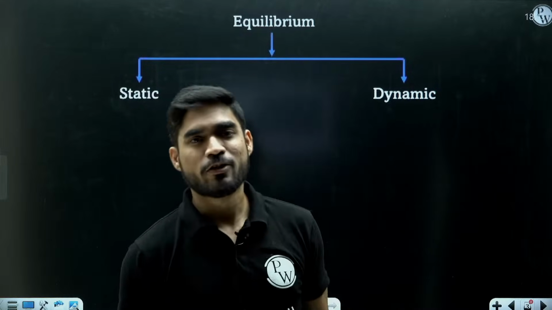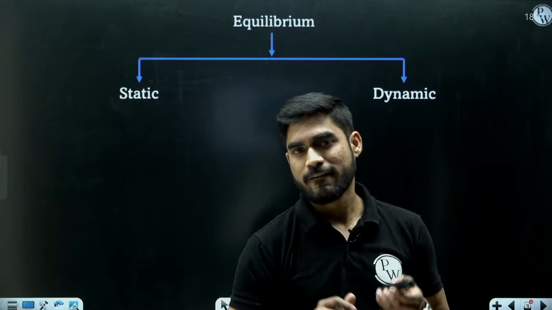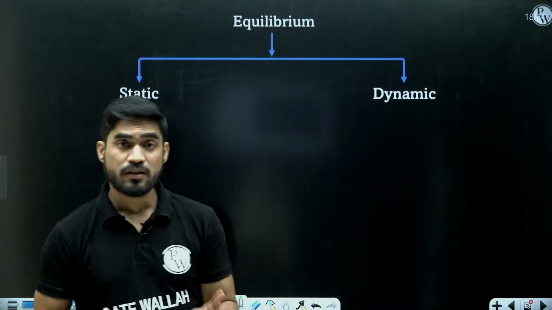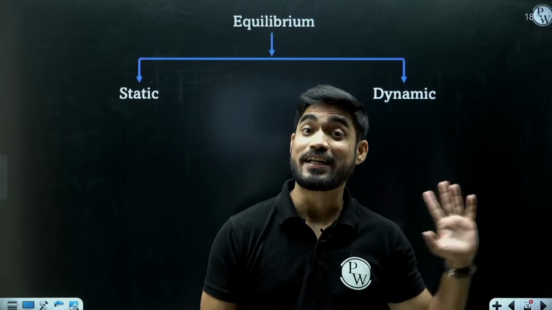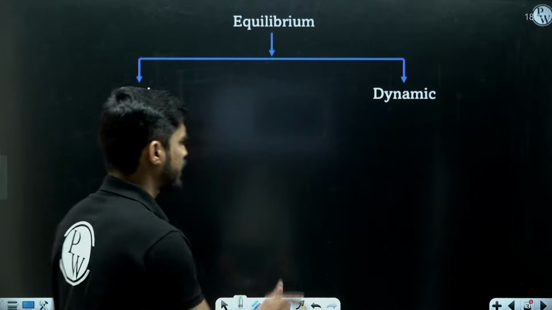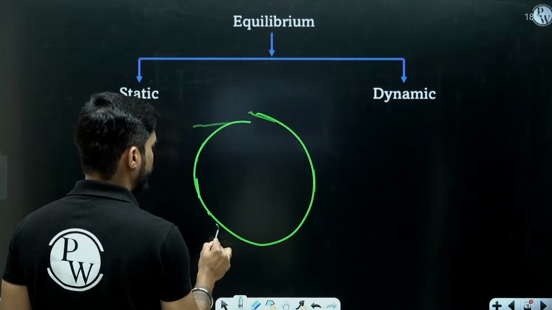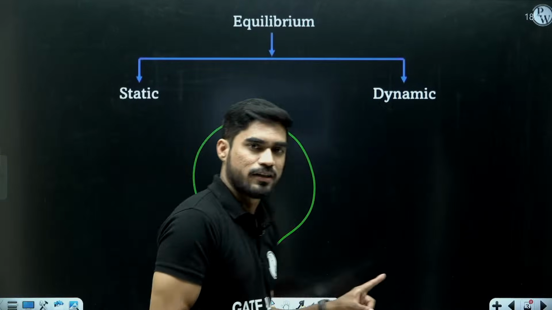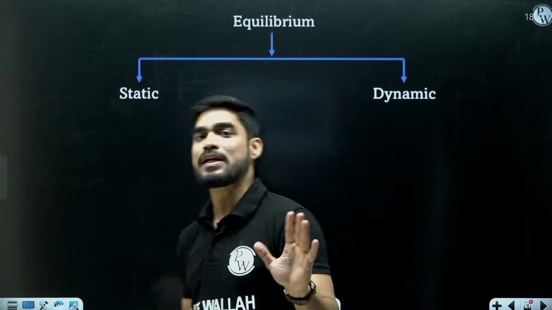Now there was a student who asked me this doubt: if a body is under circular motion with constant velocity, will it be in dynamic equilibrium? So what did I say about the dynamic equilibrium condition? The body should be moving with constant velocity in the same direction. In case of circular motion, the direction of velocity keeps on changing. At every point the direction of velocity is different, tangential to the circle. So even if the magnitude is constant, the direction is not the same. That's why in circular motion the body will never be in dynamic equilibrium.